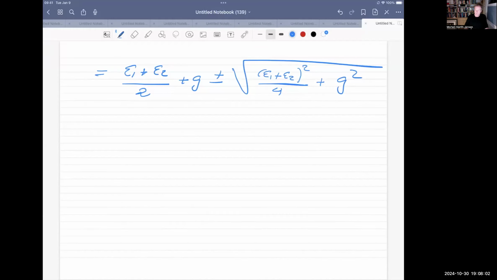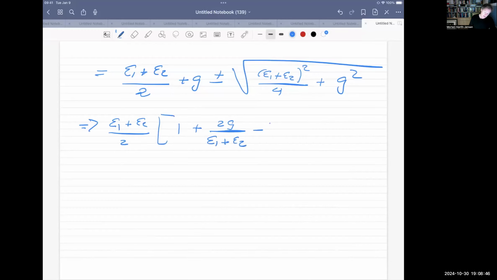We can now reorder this equation by looking at the Taylor expansion of the square root. So if we now put epsilon 1 plus epsilon 2 divided by 2 as a common factor, we can actually rewrite this equation as an epsilon 1 plus epsilon 2 divided by 2 here. And then we have 1 plus 2 times G divided by epsilon 1 plus epsilon 2. And then, if we now focus only on the lowest state, let's just keep the minus sign.